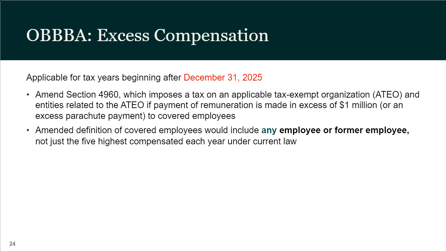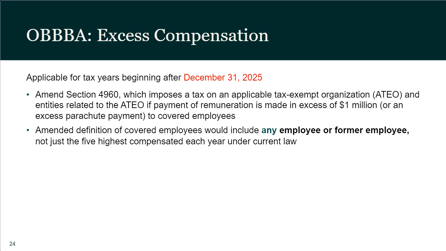So speaking about excess compensation, I think there's a few things we want to just discuss here. First is the remuneration. When do you qualify? So it's for remuneration paid of more than $1 million and excess parachute payments to covered employees. I always like to once again remind you of excess parachute payments, because this is something that can fall off people's radars. You don't have to hit the $1 million threshold to be subject to the excise tax if you have an excess parachute payment.